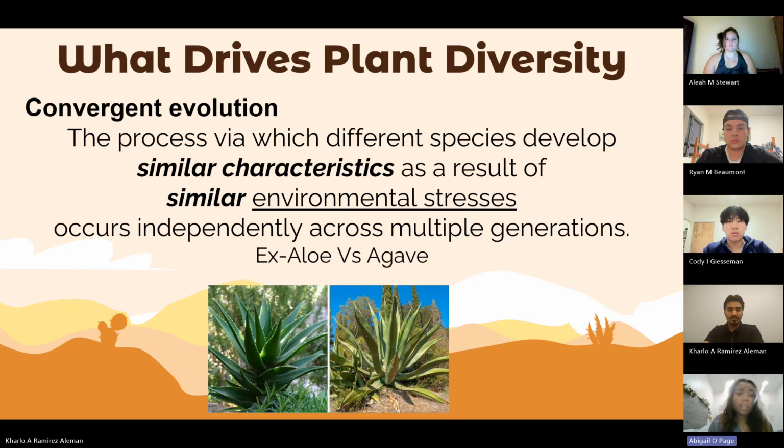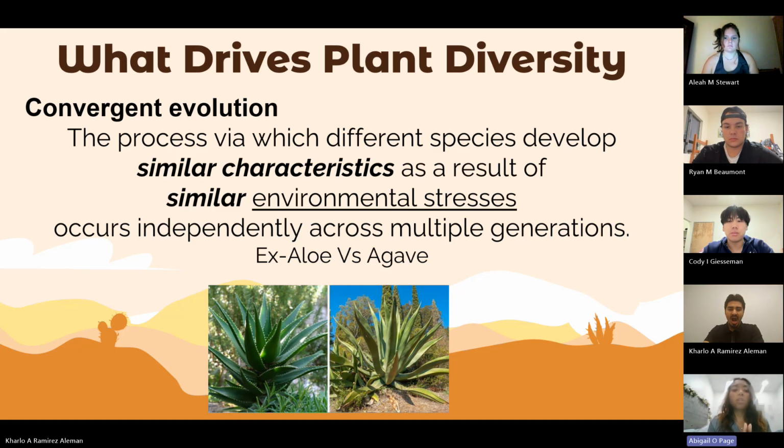Moving on to what drives plant diversity, a really big component of this is convergent evolution. Convergent evolution is when different species develop similar characteristics. This is a phenomenon that increases plant diversity, showing multiple evolutionary pathways to a similar ecological solution. So you will see plants in different environments in different places.